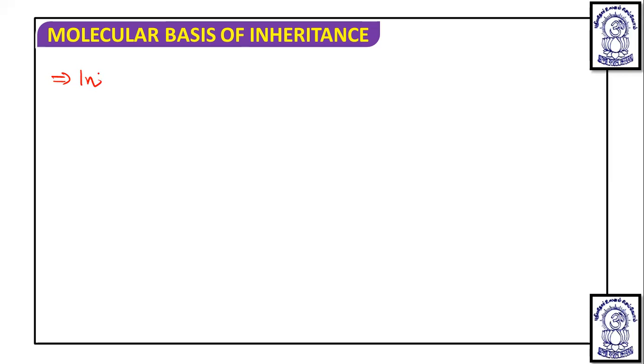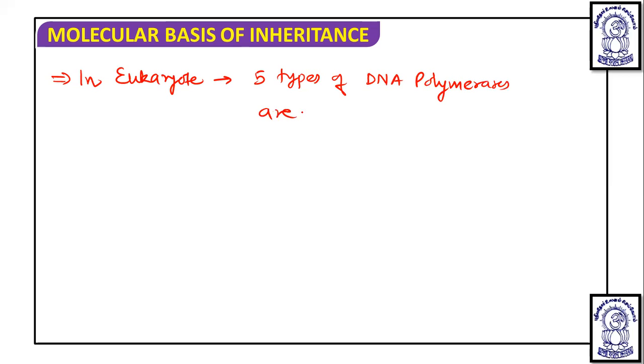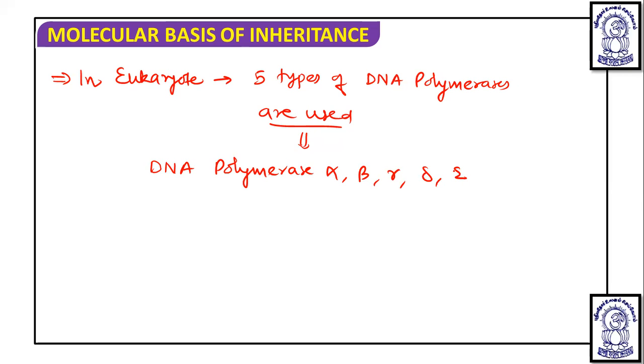you need to remember some of the enzymes. So in eukaryotes, five types of DNA polymerases are used, and those are DNA polymerase alpha, beta, gamma, delta, and epsilon. These five types of DNA polymerase are used.